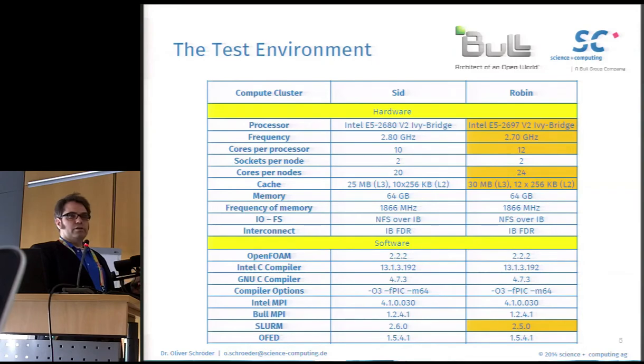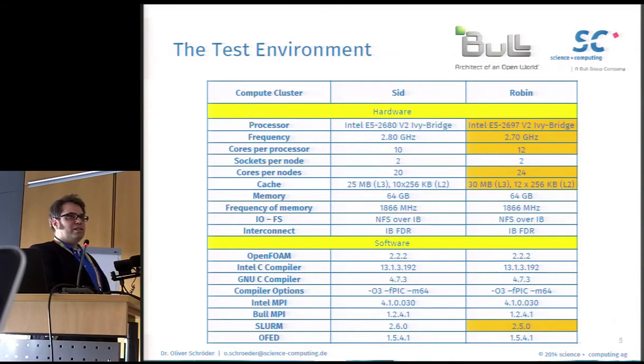Very important, the level 3 cache is different in both cases, so I will reference that point again and again throughout the presentation. With the 12-core version, we have 5 megabytes of L3 cache more than with the 10-core version. Obviously, it results in the same L3 cache per core, but the overall cache is different. Then we had 64 gigabytes of memory at 1866 megahertz. As an I/O file system, we used NFS over IB. We had an FDR interconnect, so that was the same for both systems.